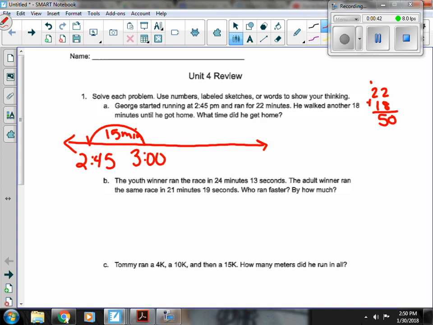And then I need to go another 35 minutes, which gets me to 3 to 50 total minutes. So he gets home at 3 p.m.